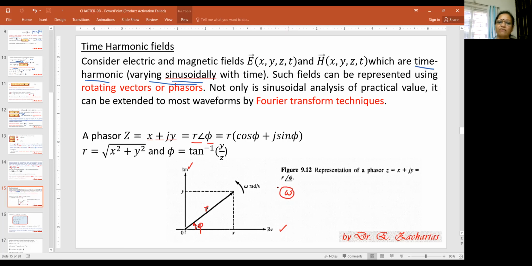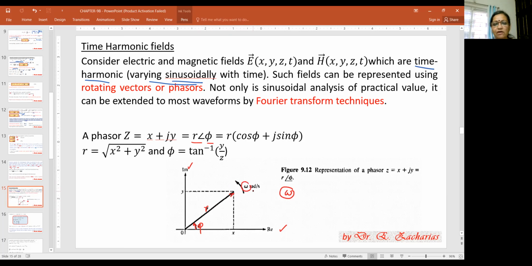There is an omega involved. This vector is not a stationary vector. This vector is going to be a rotating vector. So imagine this vector rotating with an angular frequency omega.